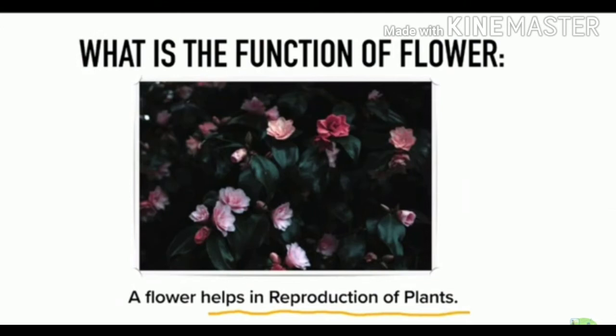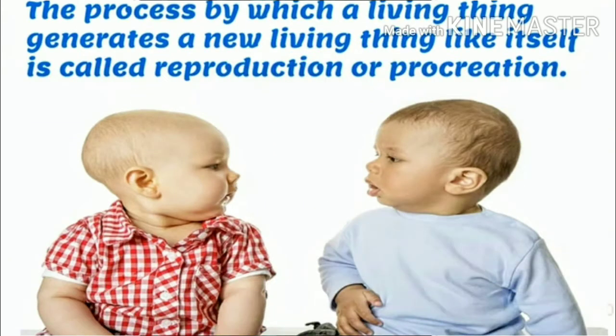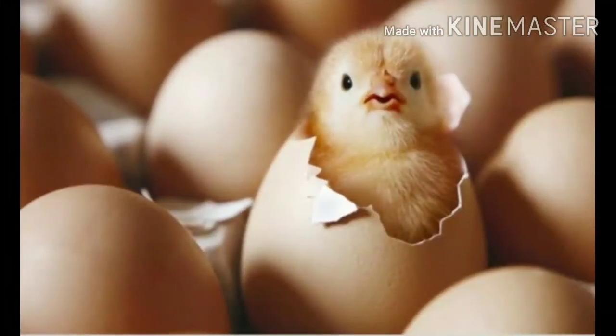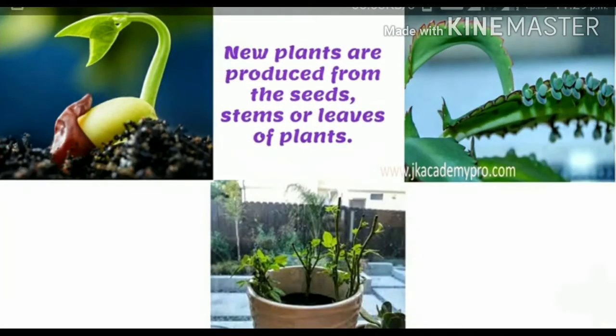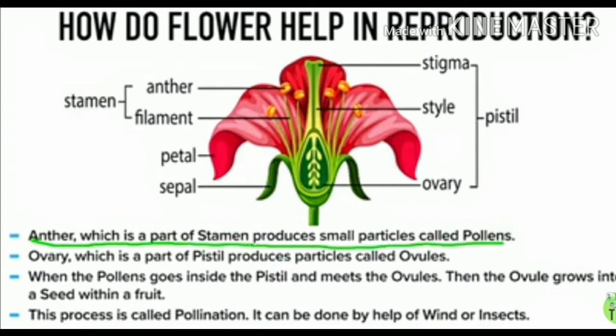Now what is meant by reproduction? You have studied about reproduction in the previous class, right? So reproduction is the process by which a living thing generates a new living thing like itself. For example, human gives birth to the babies, or chicks hatch out from the eggs. Similarly, new plants are produced from the seeds, stems or leaves. So flower helps in reproduction of plants.